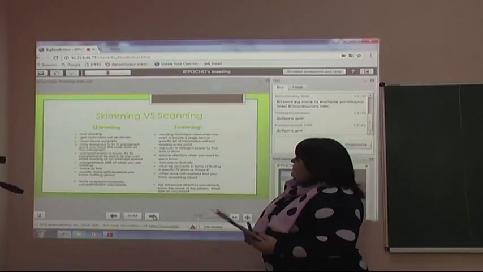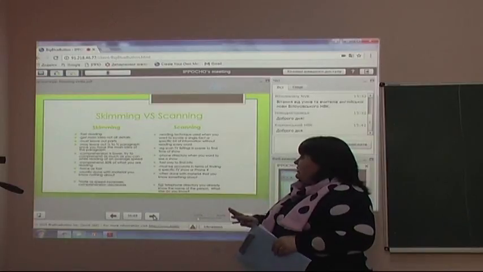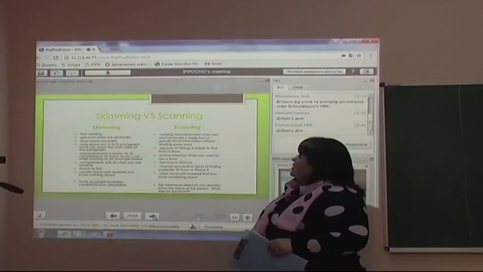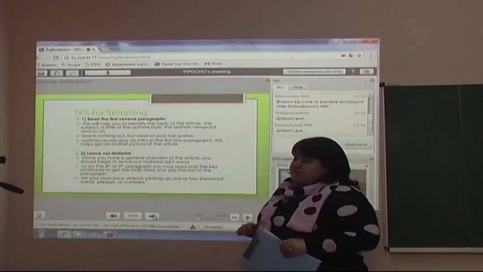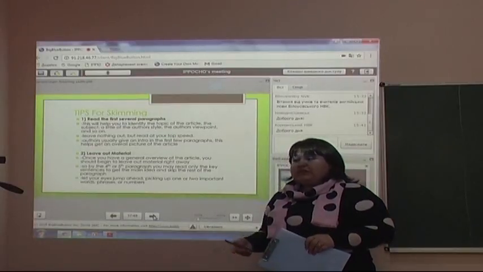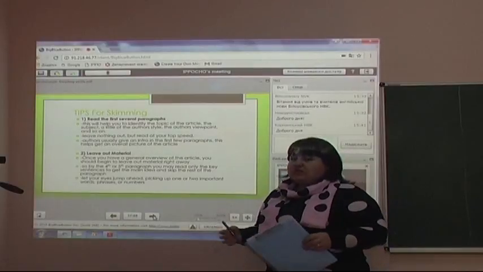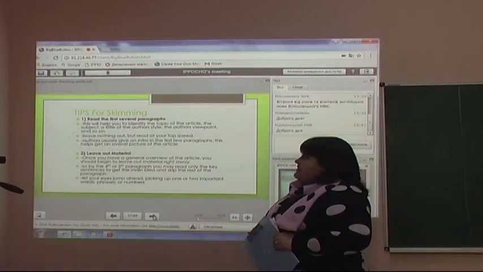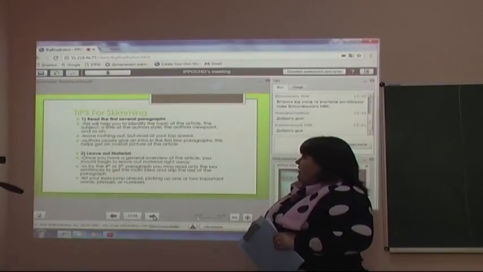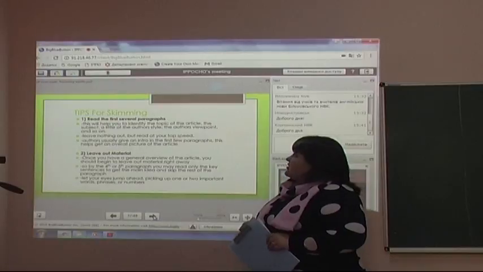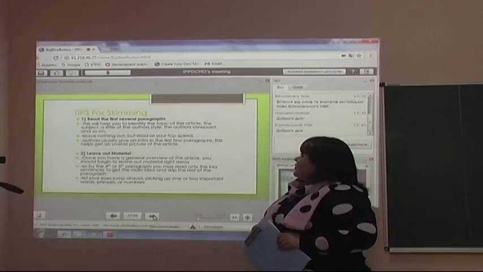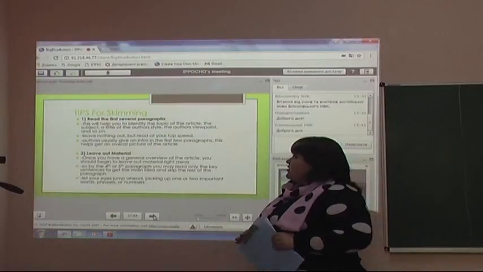And here you can see the differences between them. I will not read them to you because you will see the PowerPoint presentation. So the next one is tips for skimming, because you will need to work at your final testing. Read several paragraphs. Then, this will help you identify the topic of the article, the subject, a little of the author's style, the author's viewpoint, and others.